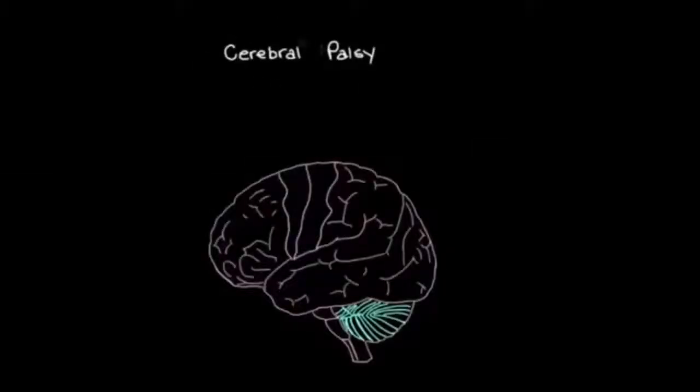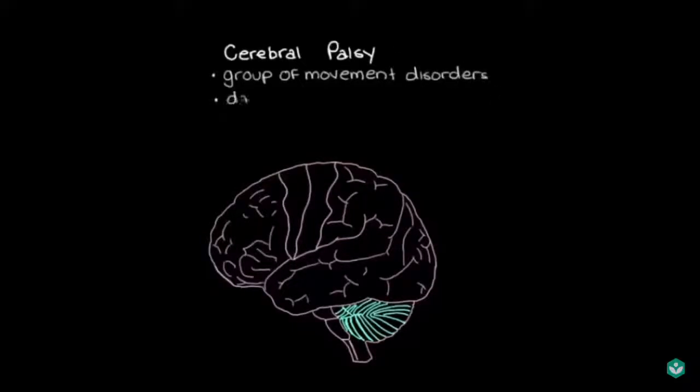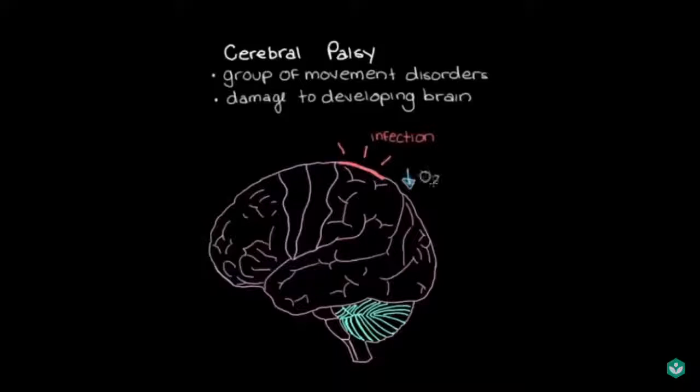Palsy is actually an umbrella term that we use to describe a group of disorders that affect a person's ability to move in a normal way. And cerebral palsy occurs because of damage to the developing brain, maybe caused by an infection or loss of oxygen for some reason. And this damage usually occurs during early development, anywhere from in utero to about toddlerhood. So while the brain is still undergoing really critical development.